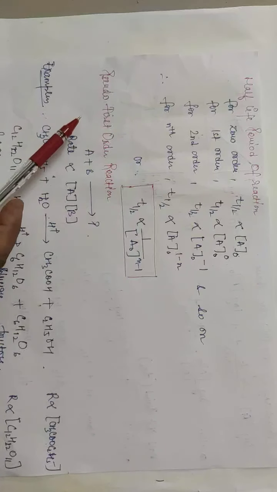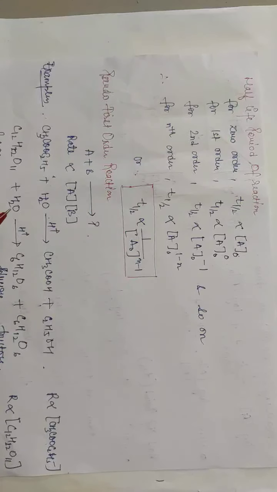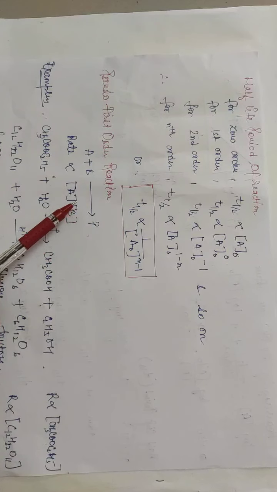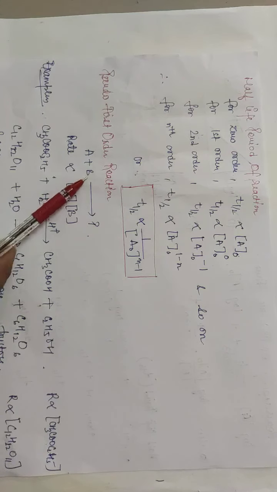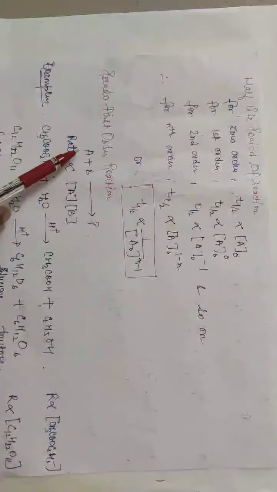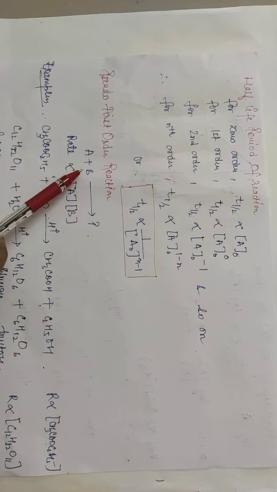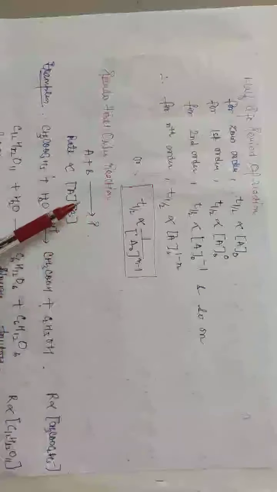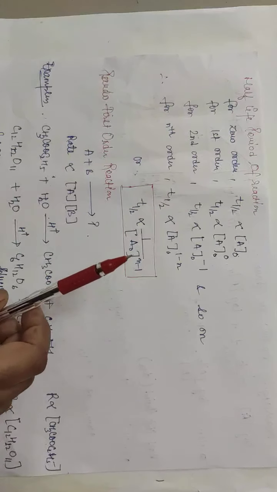Next, let us study pseudo first order reaction. Now consider a general equation A plus B converting to product, in which the order with respect to each of the reactants is 1. That is, order with respect to reactant A is equal to 1, order with respect to reactant B is equal to 1, and the overall order must be equal to 2.